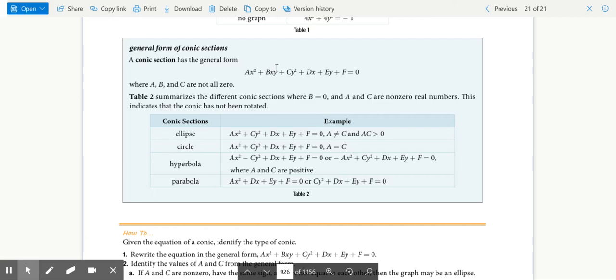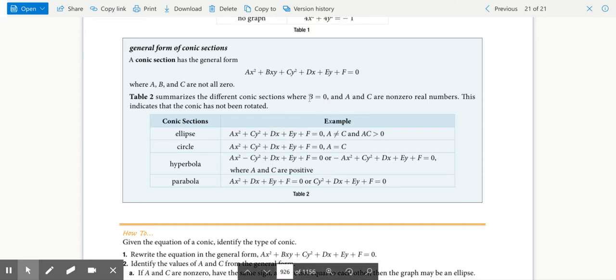Notice this BXY term that we have not seen any of the times we've talked about the general form of a conic section. That is because this BXY term only shows up if the conic section has been rotated. So if it's the normal one that we're used to seeing, then it's not going to have this term. So that being said, let's talk about what these different equations look like if they haven't been rotated.